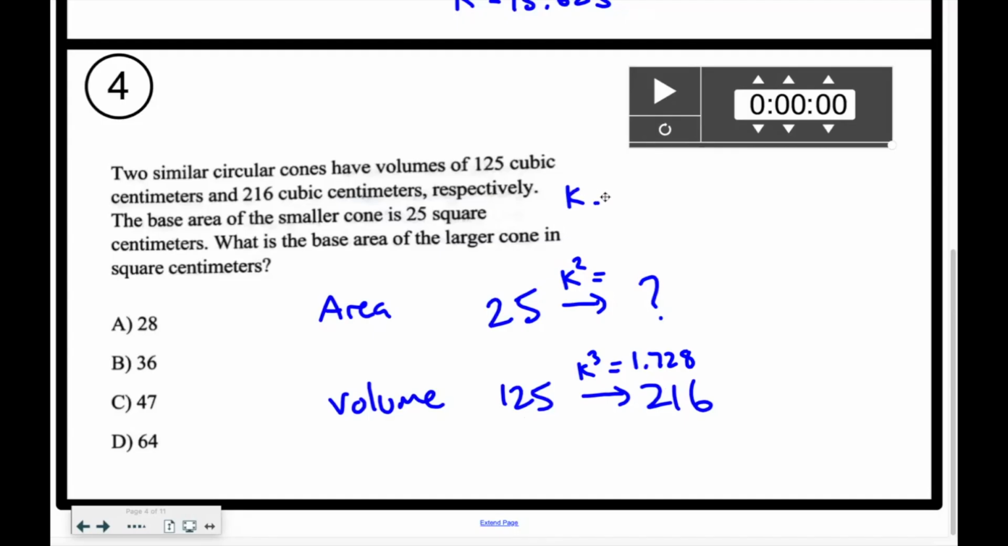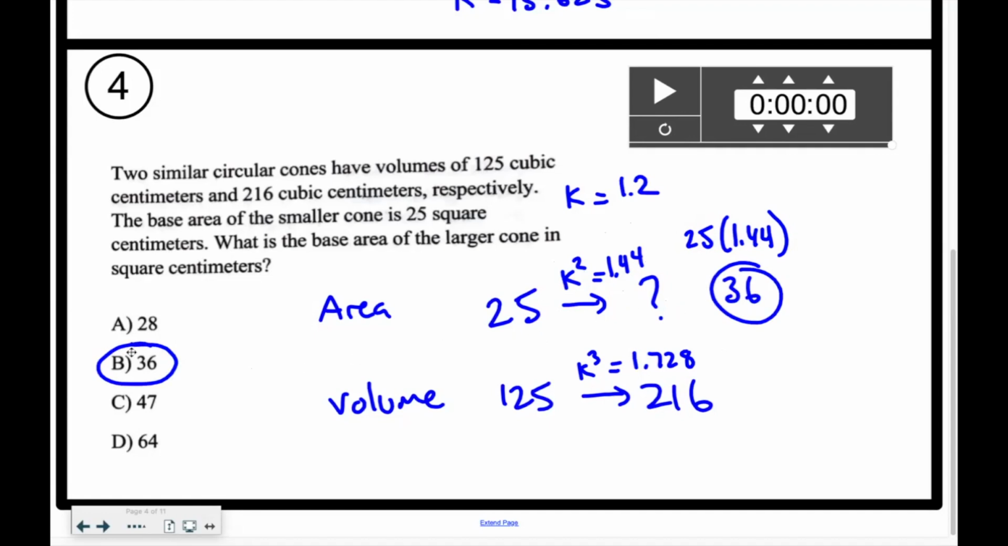But we need to find k if we're going to find k squared. So we do the cube root of that, which is 1.2. And then we square it to get what the area was multiplied by. So that's 1.44. So now in this problem, to find the new area, we have the smaller one, we're just going to do 25 times 1.44, and that gives us 36.